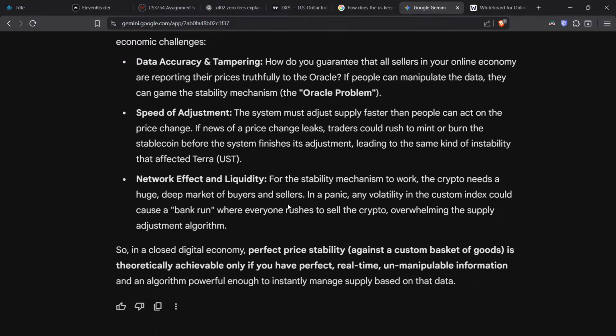For the stability mechanism, the crypto needs a huge, deep market. In a panic, any volatility in the custom index could cause a bank run when everyone rushes to sell the crypto, overwhelming the supply adjustment algorithm.